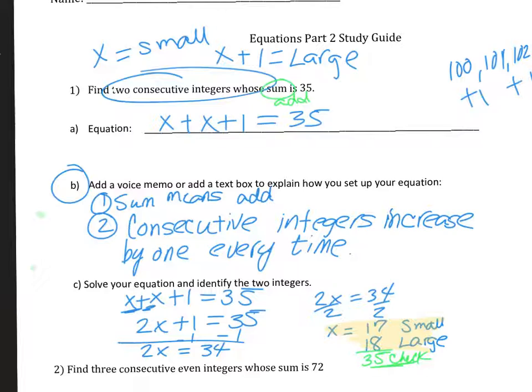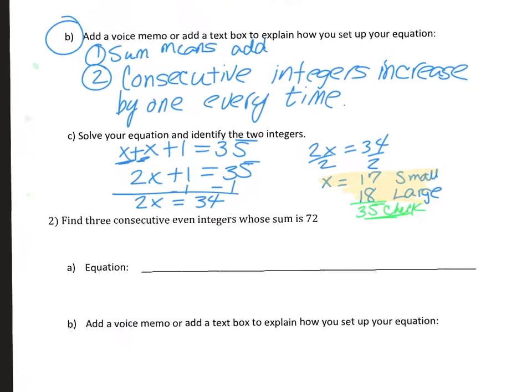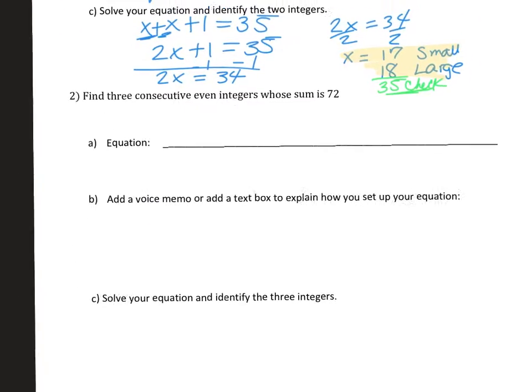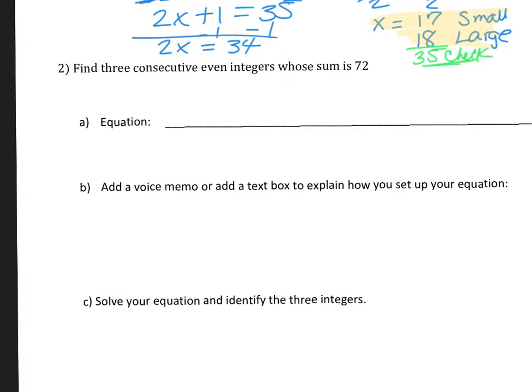All right, for number 2, and remember I am recording this, so you can go back and look at it too. So, 3 consecutive even integers. This time it's a little bit different, but it's still going to have more or less the same setup. I'm going to go ahead and write down here, explain where it came from. I'm going to write again that the word sum means add.